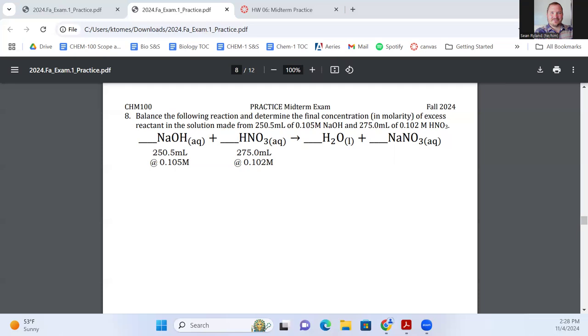Is that our final answer? Now, what else do we need? Not for this one. This is not a full reaction study. It just says what's the final concentration of the excess. So we've got moles left, but the question is asking us, what's the molarity? What are the two parts of concentration?